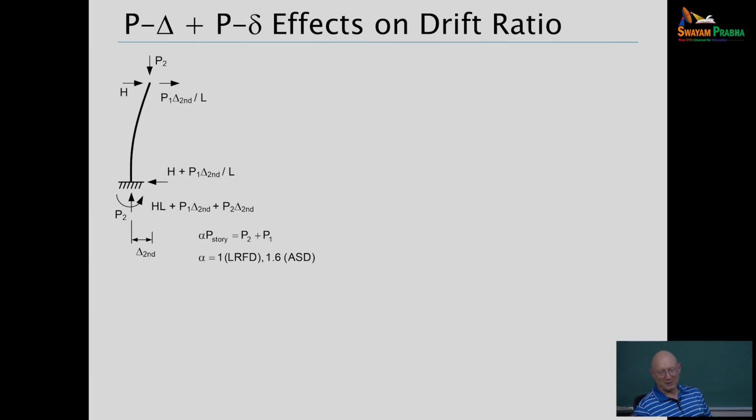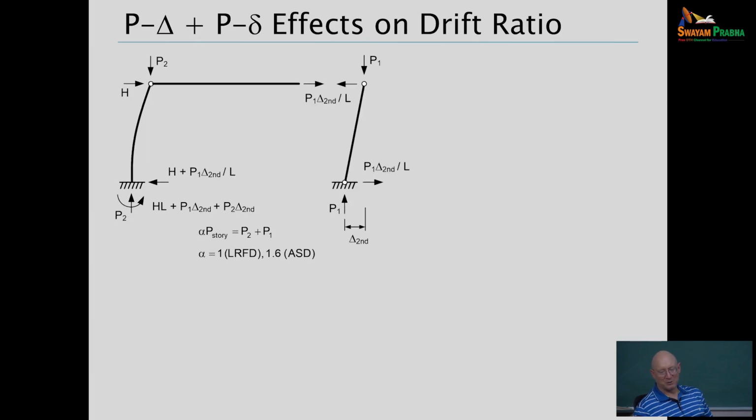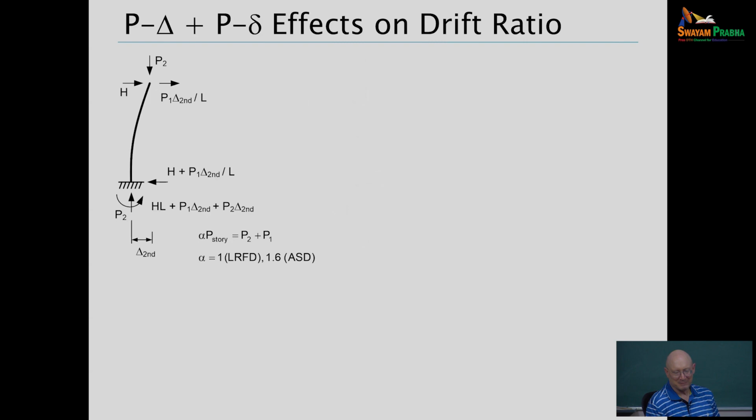So what am I doing here? I'm going to simply focus on the lateral load resisting column now, with the load P1 times delta second over L being transferred to it. So there you have it. Same system, but now just focusing on a free body diagram of the cantilever. And again, alpha P story is P2 plus P1. That's their total story vertical load. So now let's put a coordinate system on the column.